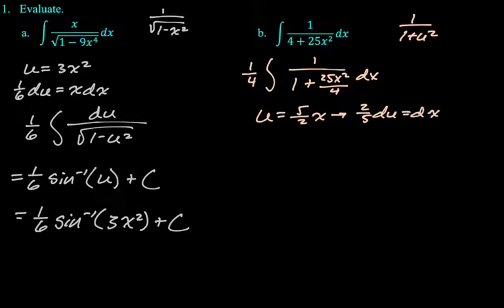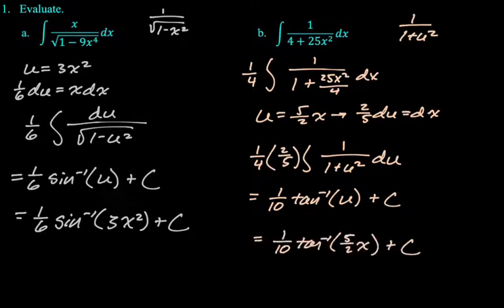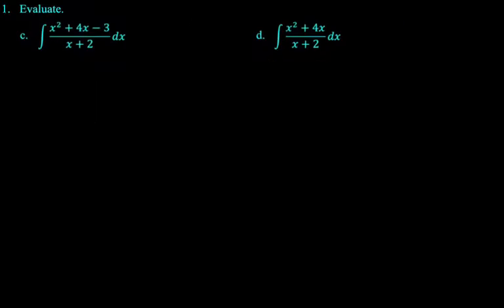And we can make all the substitutions that we need to now. Don't forget there's already a 1/4 out there. Then I'll pull out the 2/5, so 2/5, the integral of 1 over 1 plus u squared du, which is perfect because that's exactly arctan. 1/4 times 2/5 is 1/10, so I have 1/10 arctan of u plus c. But remember, u is 5x over 2, so we will replace that, and we'll have 1/10 arctan of 5/2 x plus c.